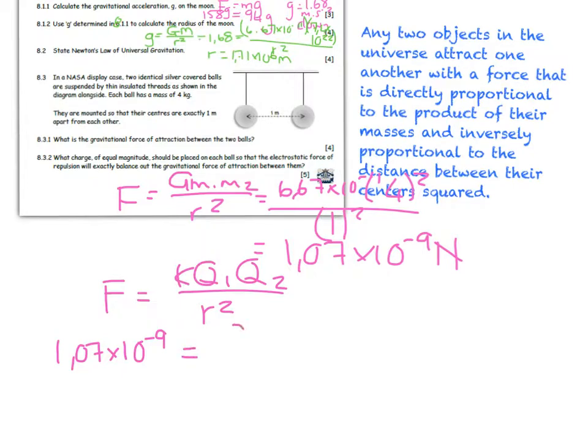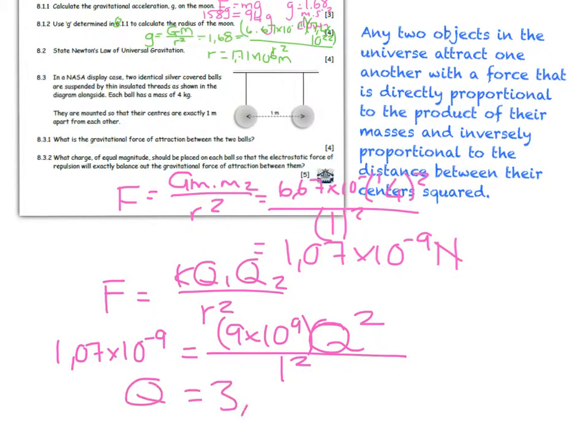And we now say 9 times 10 to the power of 9. The charges, we do not know, but they are equal. So I can say whatever that charge is squared, q times q, not 2q, q squared. And the distance between them is still 1, and I have to square that. And what happens is the charge on each one turns out to be 3.44 times 10 to the negative 10 coulombs each.